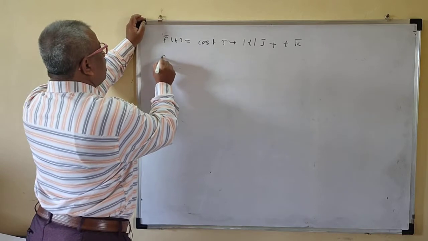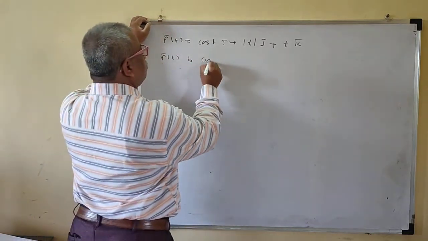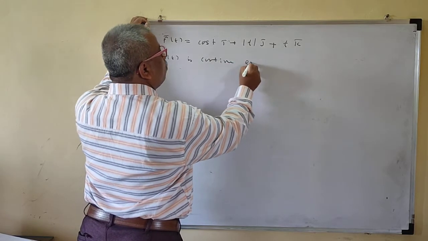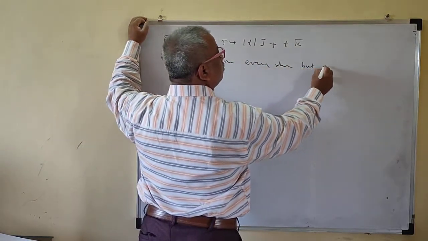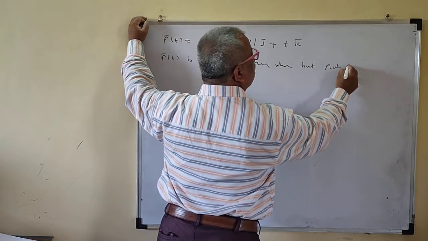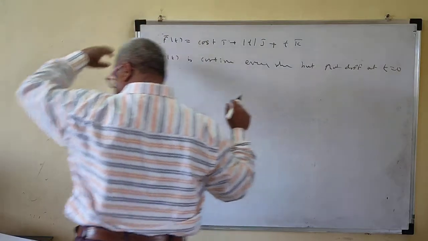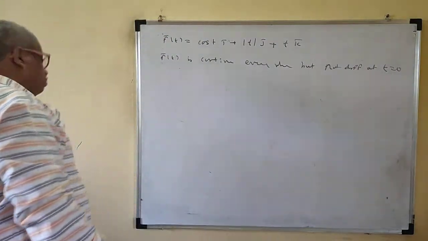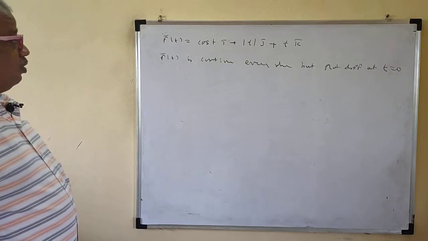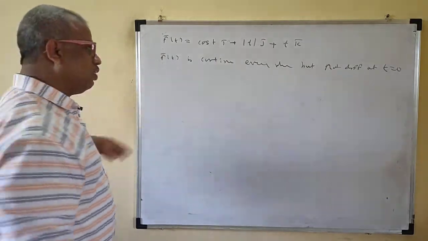That means f bar of t is continuous everywhere but not differentiable at t equal to 0. So f bar of t is continuous everywhere but not differentiable at t equal to 0.